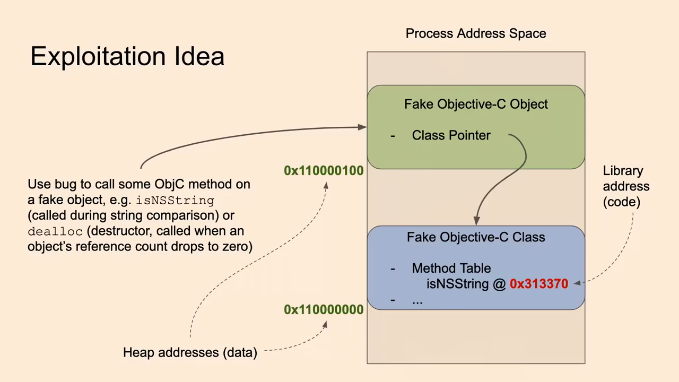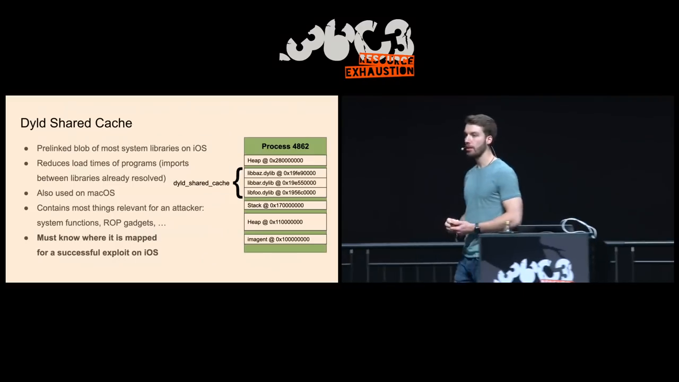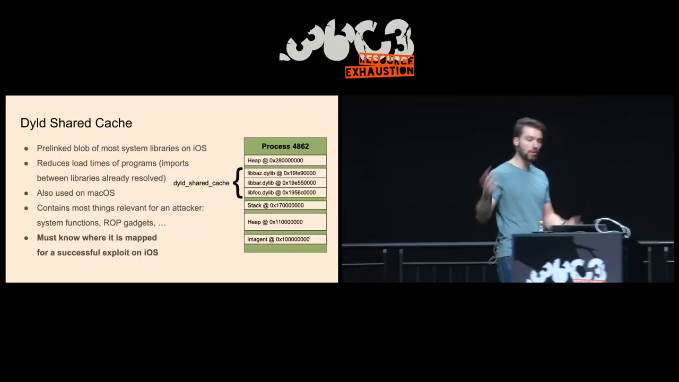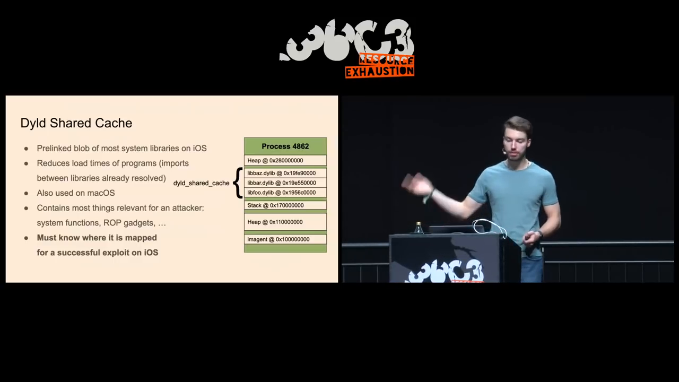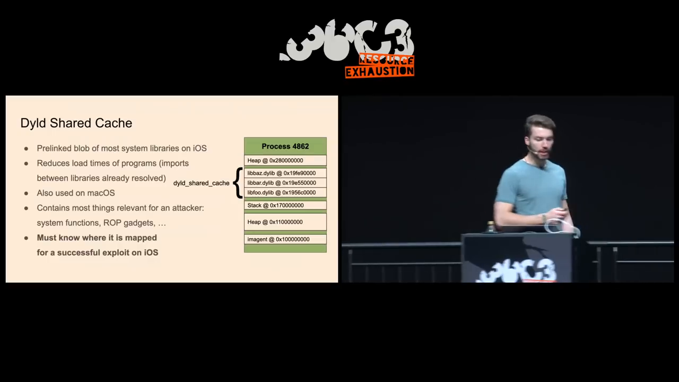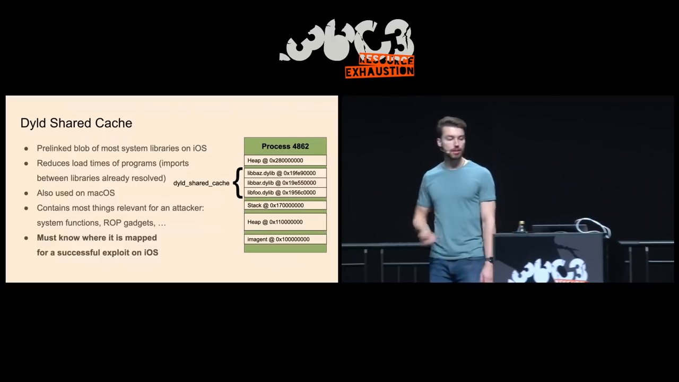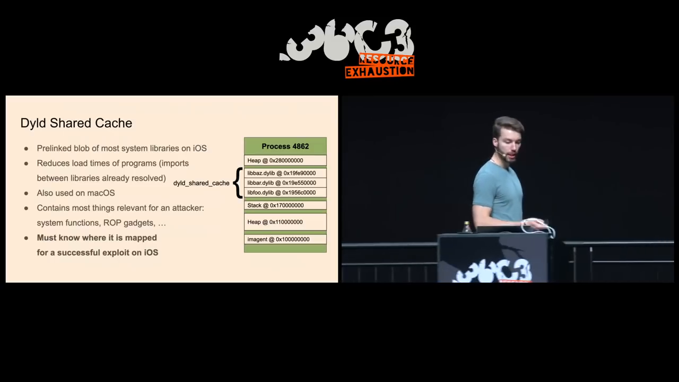Okay, so the heap addresses, we have them. We need the library addresses. Let's go back to the virtual memory space. On iOS and also on macOS, the libraries, so maybe in this case those three libraries, but in reality it's like hundreds of system libraries, they are all pre-linked into one gigantic binary blob, which is called the DYLD shared cache. The idea is that this speeds up loading times because all the interdependencies between libraries are resolved pretty much at compile time. But yeah, so we have this gigantic binary blob, and it has everything we need. It has all the code, it has all the ROP gadgets, and it has all the Objective-C classes. So we have to know where this DYLD shared cache is mapped.